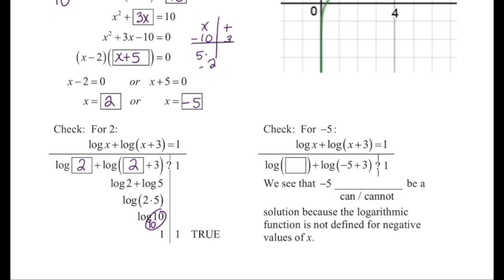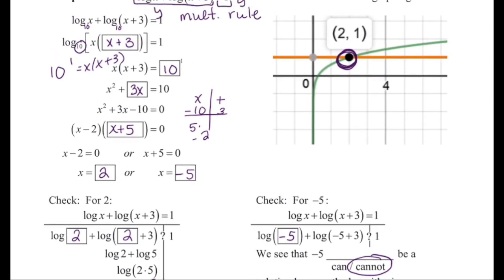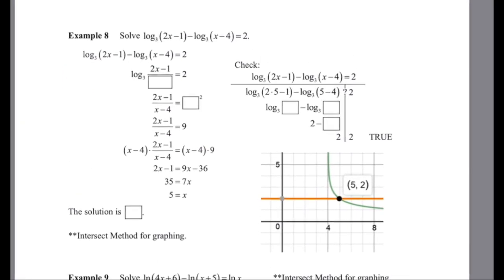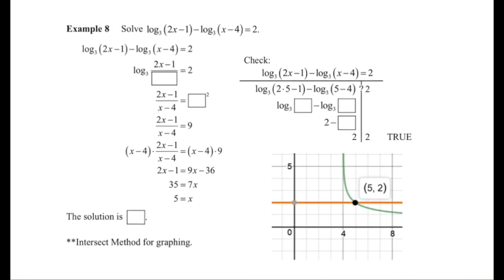And when I check negative 5 here, I'll have log of negative 5 plus log of negative 5 plus 1. Oh dear, negative 5 we know is not a solution because negative values are not defined. It's not in the domain of logarithmic functions, so it cannot work, which is why we only see one value as a solution. A few more examples to kind of drive this home for us.